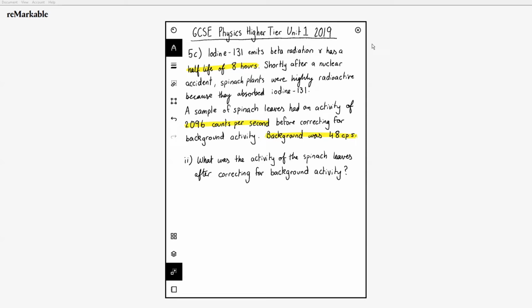So that's our background. We have to take that into account whenever we're doing experiments, because if we're trying to take the count rate of a certain sample, then we've got to get rid of the background before we can measure that. So it's measured at 2096 counts per second before we take away the background. That means the overall activity is 2096 minus 48, which if we put it into our calculator gives 2048 counts per second. So that's the activity of the spinach leaves themselves.